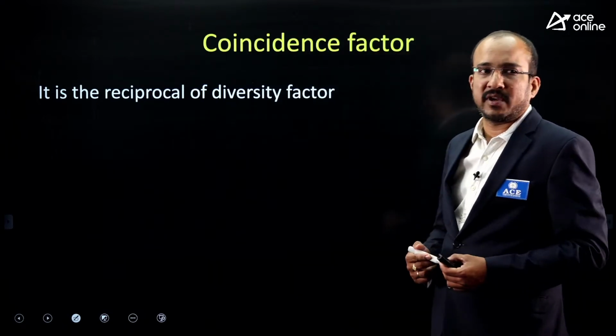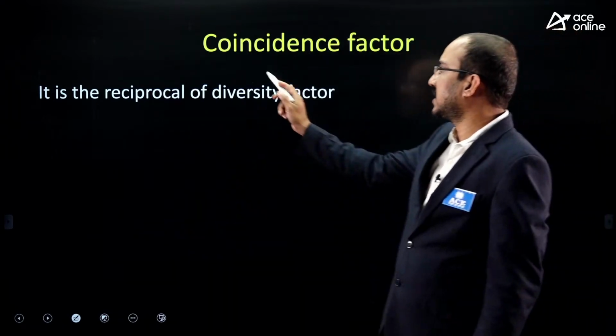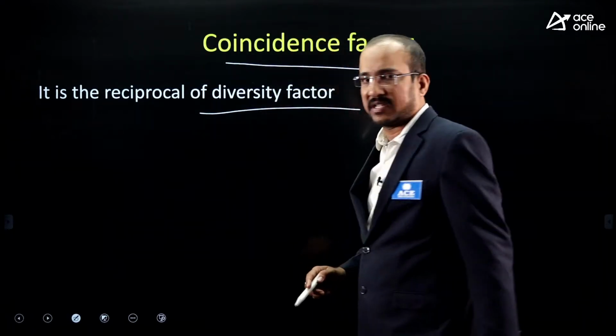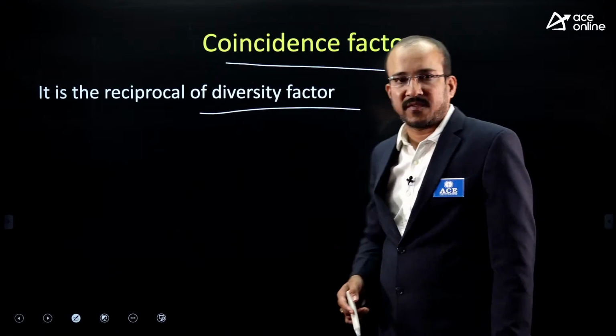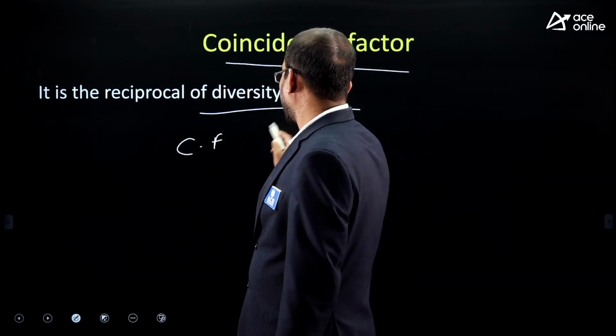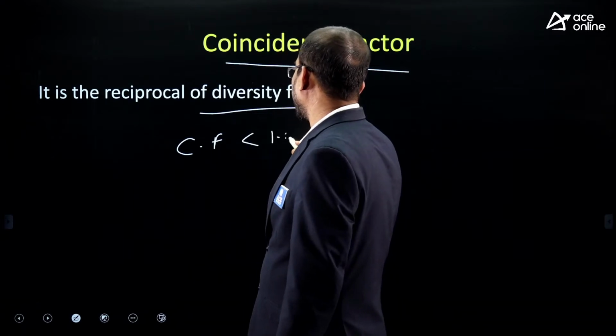What do you mean by coincidence factor? What does the coincidence factor indicate? Coincidence factor is nothing but the reciprocal of diversity factor. As the diversity factor value is greater than 1, the coincidence factor value will be less than 1.